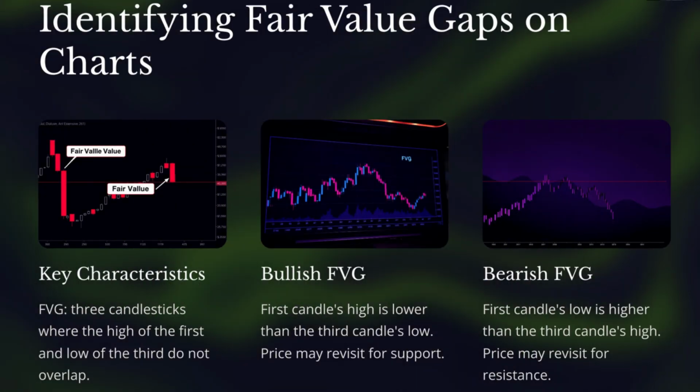Identifying fair value gaps on charts. Key characteristics of the FVG: 3 candlesticks where the high of the first and low of the third do not overlap. Bullish FVG: first candle's high is lower than the third candle's low. Price may revisit for support. Bearish FVG: first candle's low is higher than the third candle's high. Price may revisit for resistance.